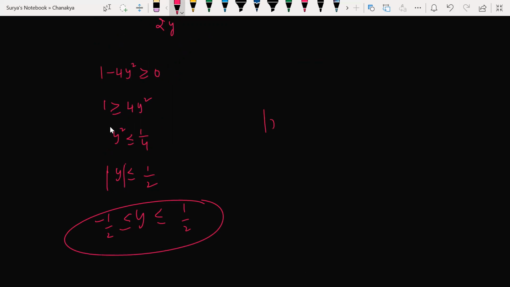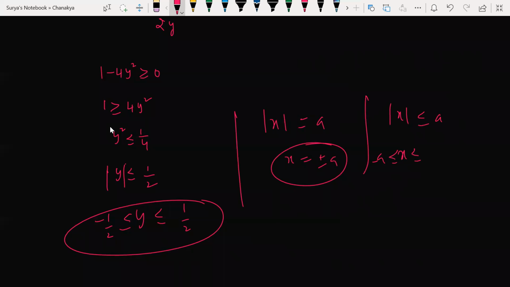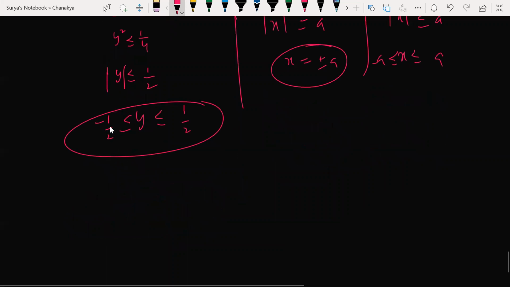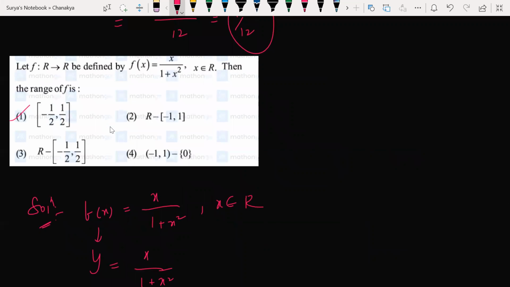You know this property, right? If modulus of x is equal to a, then x gives you plus or minus a. Similarly, modulus of x less than or equal to a means x lies between minus a and plus a. This is the property we have. So what is the range now? The range is going to be minus 1 by 2 to plus 1 by 2. We are including both, since it is less than or equal to and greater than or equal to. Option A is correct. Very good.